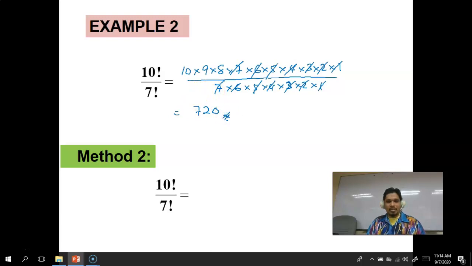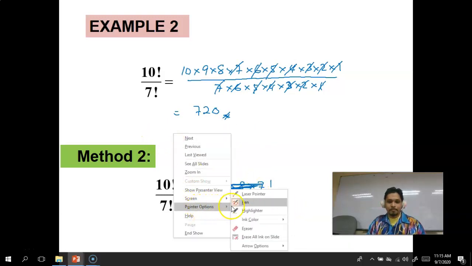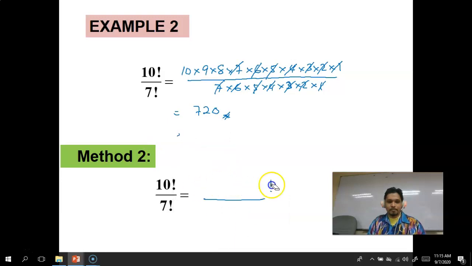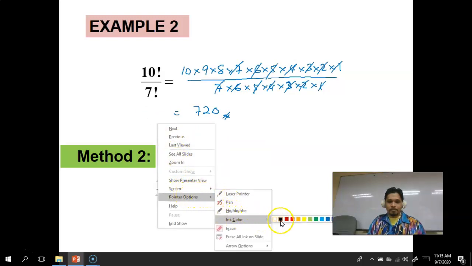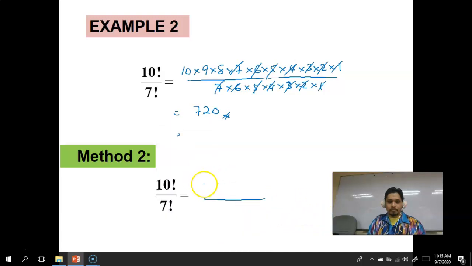720. Method number 2, we list down here 10 times 9 times 8 times 7 factorial and divide by 7 factorial. So it gives you 720.